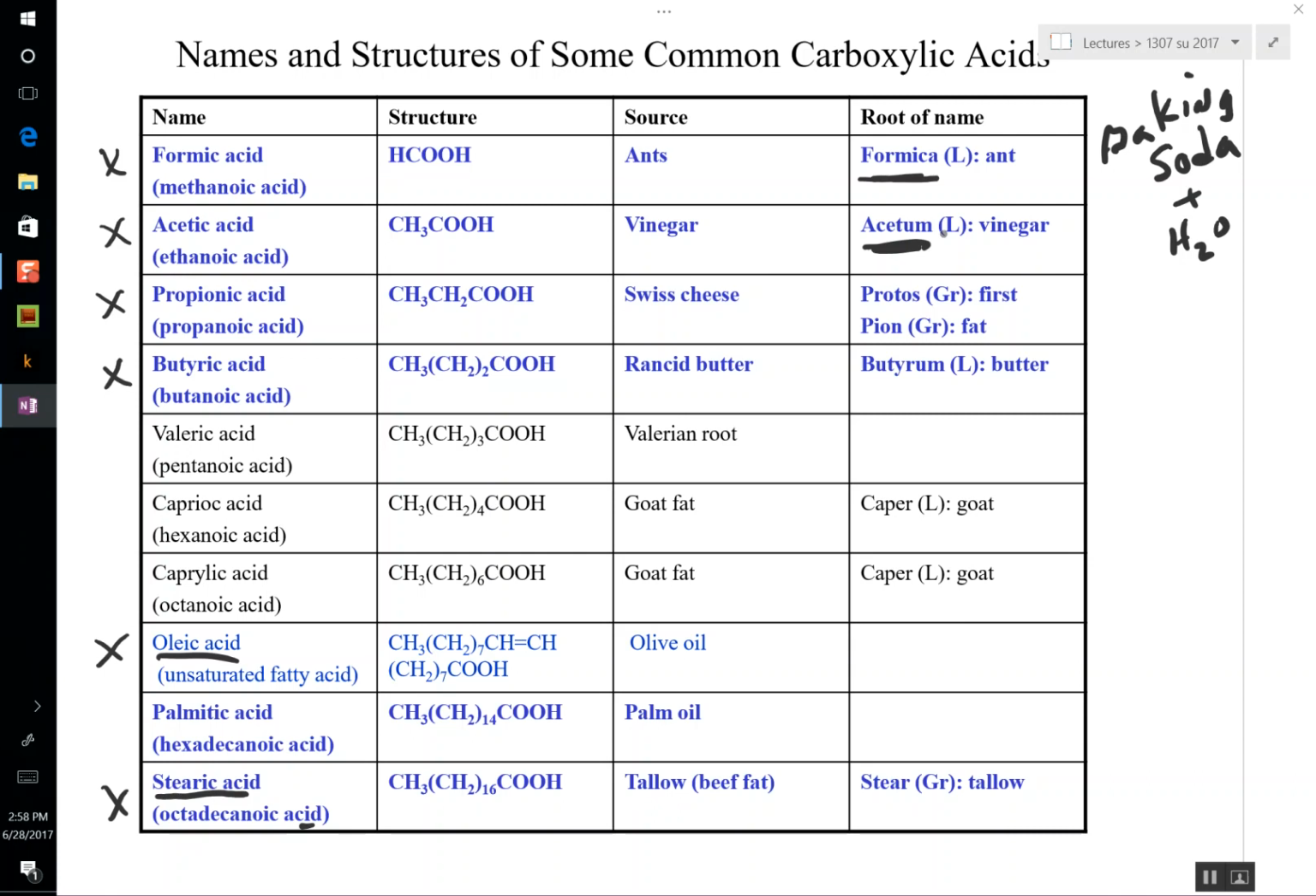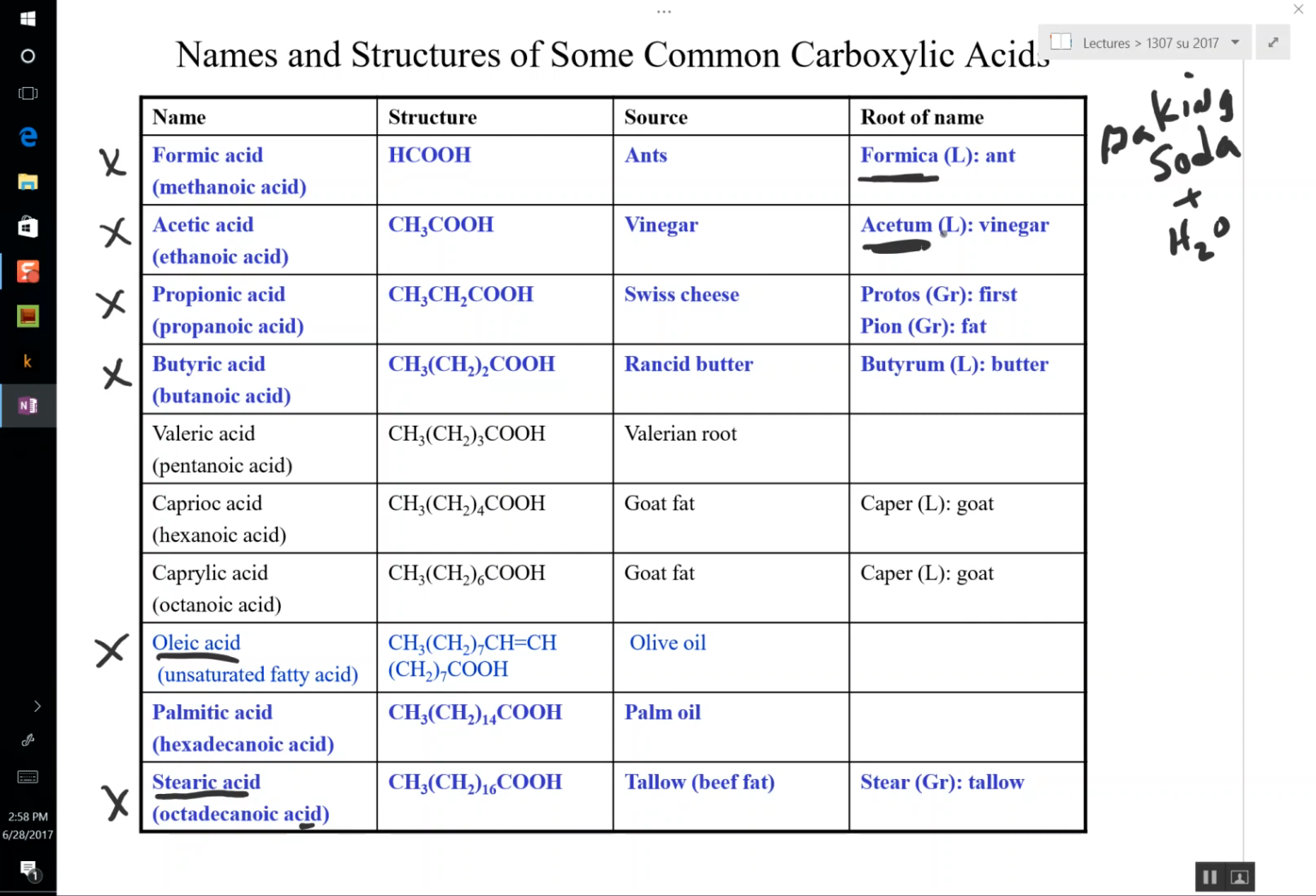Butanal is also called butyraldehyde. So BUTYR is a common prefix for 4. So whenever you see butyraldehyde, butyric acid, butyrate, you're talking about 4 carbons. And when butter goes bad, that's what's being formed in the butter, is butanoic acid.